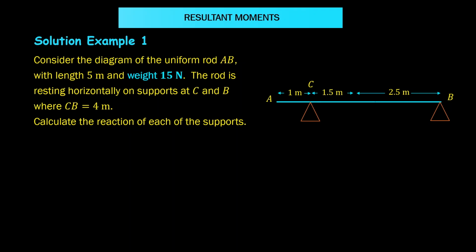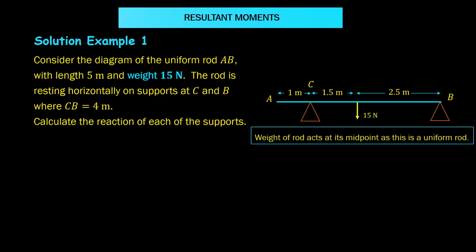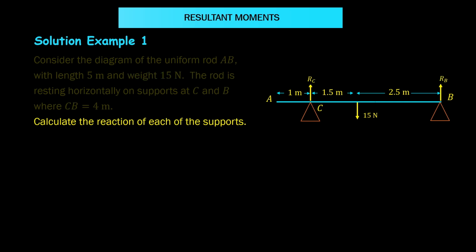So let's solve this. We begin by considering the diagram and adding more details to it. The weight is 15 newtons. The weight of the rod acts at its midpoint as this is a uniform rod. We are required to calculate the reaction of each of the supports. These are shown in the diagram, RC and RB.